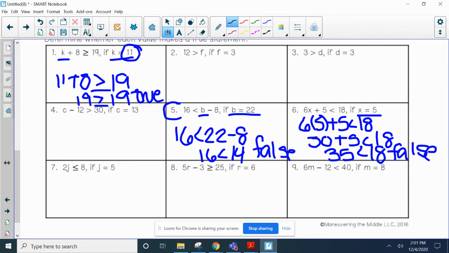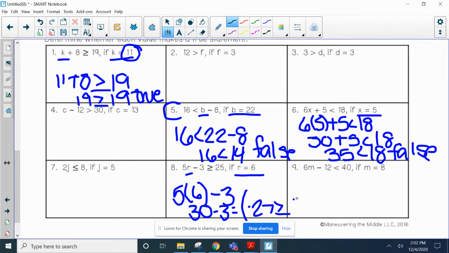All right, and then let's look at 8. That's what I said was my last one. All right, so I have 5r minus 3 is greater than or equal to 25. If r is 6, so we're going to go ahead and say 5 times r, which is 6, minus 3. Well, 5 times 6 is 30, because multiplication comes before subtraction, and 30 minus 3 is 27. So is 27 greater than or equal to 25?